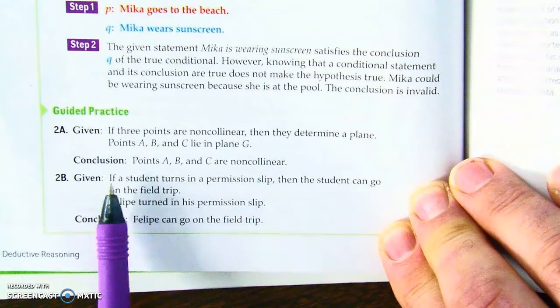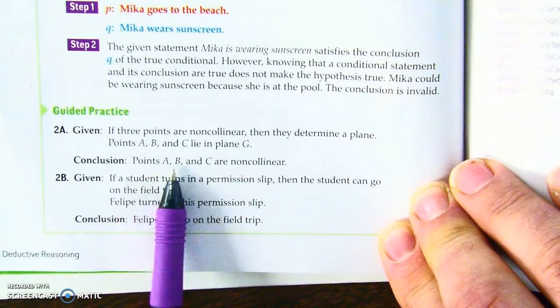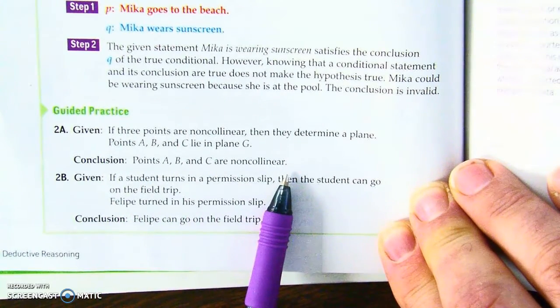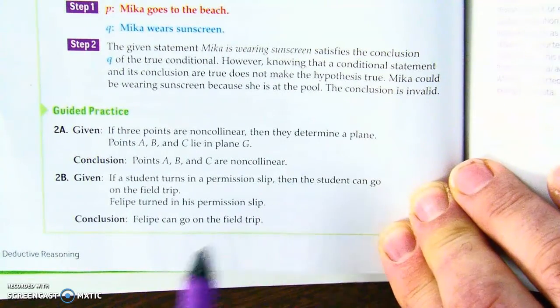Okay, so here's our thing. The conclusion: points A, B, and C are non-collinear. Is that conclusion true? Okay, so we can talk about it in class.